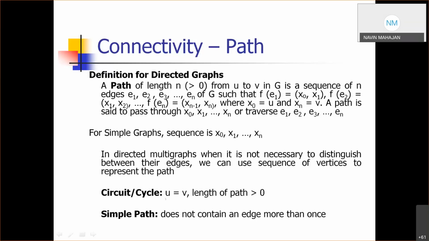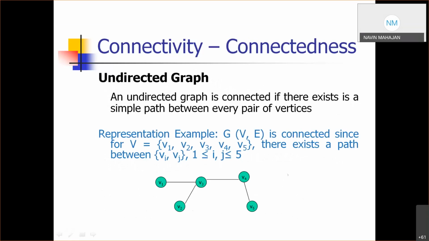What is a circuit or cycle? If U and V, the length of the path is greater than 0, that means there is at least one edge from U to V, and the starting point and the last point are the same, then that is a cycle or circuit. So see, U equal to V, length of path 0. Maybe I will draw a circle and explain to you. A simple path does not contain an edge more than once. So we have to visit only once. We cannot traverse the same edge again. That is a simple path.